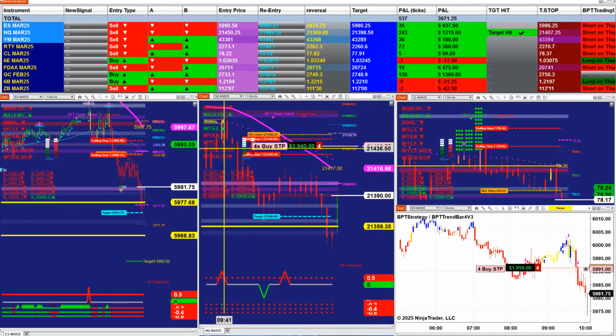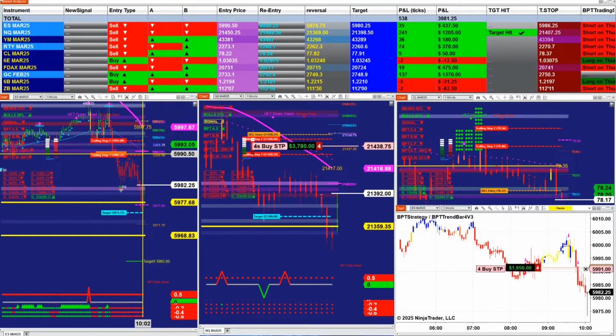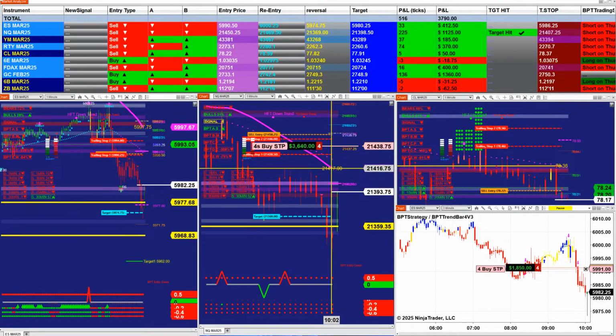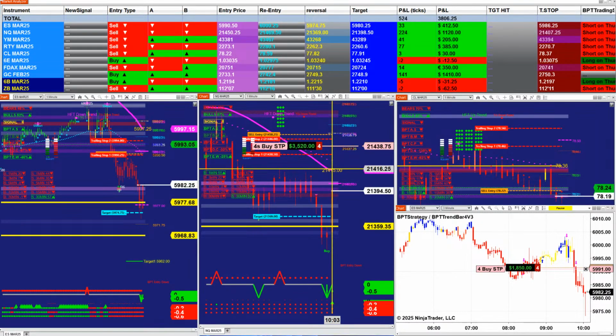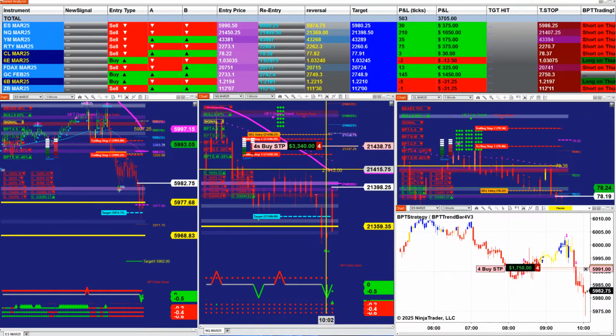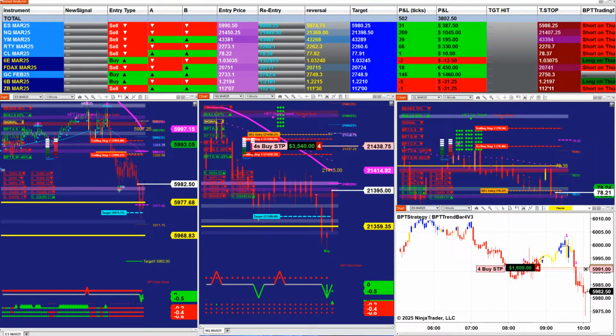On the ES, we have a re-entry at 59.90, and I'm expecting to rebound from the 21,416. So be careful with the Nasdaq. ES, there is a much cleaner entry. So I hope you get to see that.